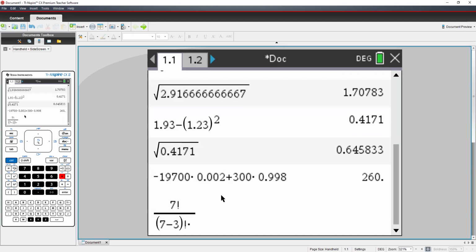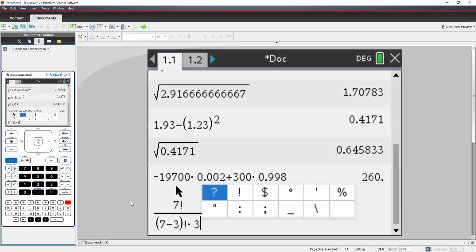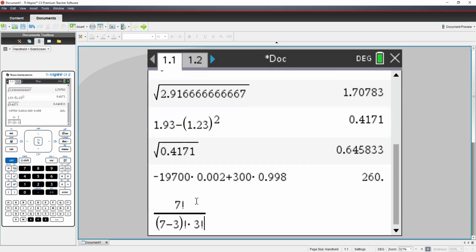And then times 2x factorial. So that'd be 3 factorial. All right, there's my combination. And I'm going to multiply that by my probability of success.